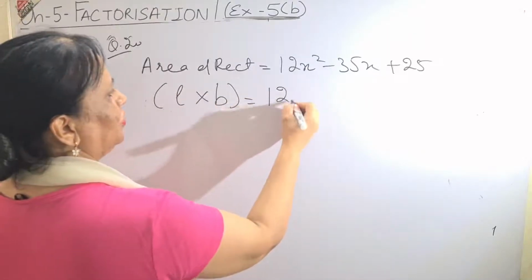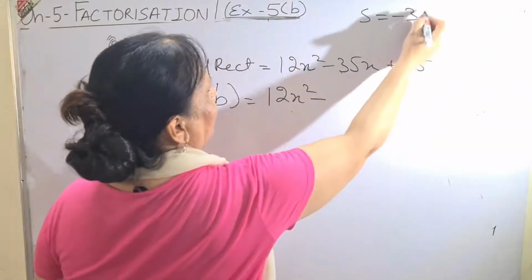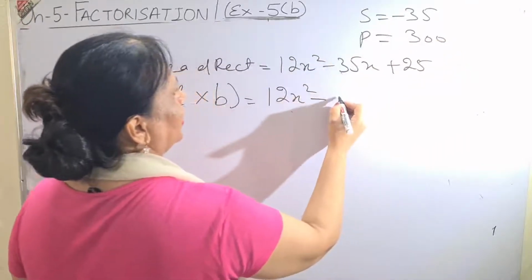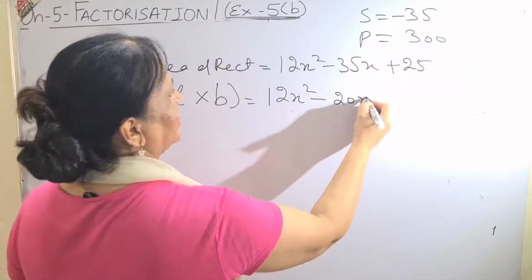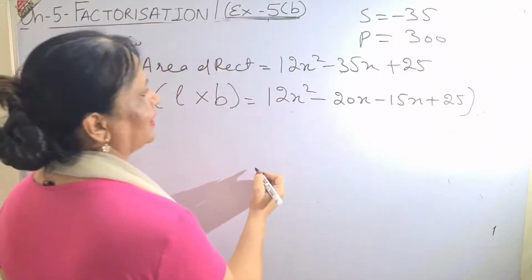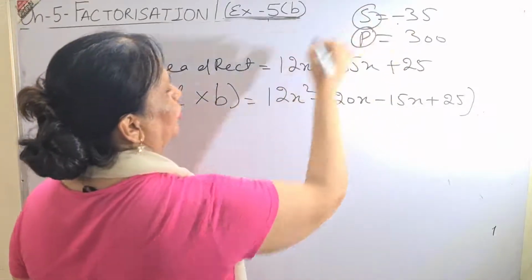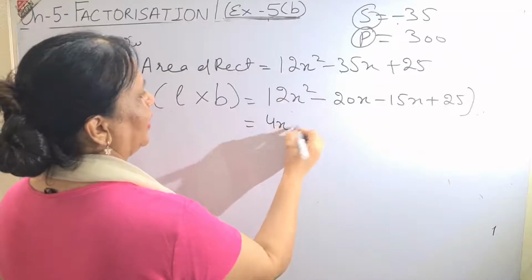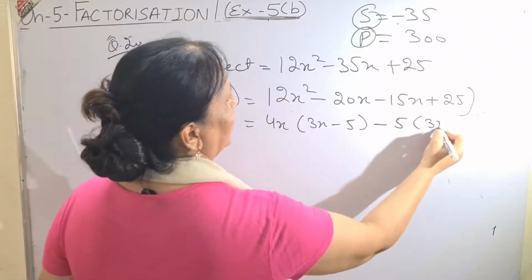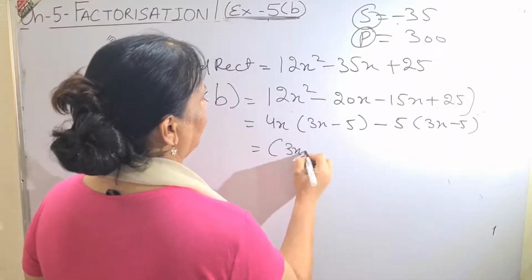So you factorize it. 12x square, 35, your sum should be minus 35 and product has to be 12 into 25, which is 300. So you take it to be minus 20x minus 15x plus 25. You can verify it, 20 into 15 is 300 and minus 20 and minus 15 is minus 35. So both the sum and product conditions are satisfied. Take 4x common, 3x minus 5. Again take 5 common, 3x minus 5. So 3x minus 5 is your common factor.